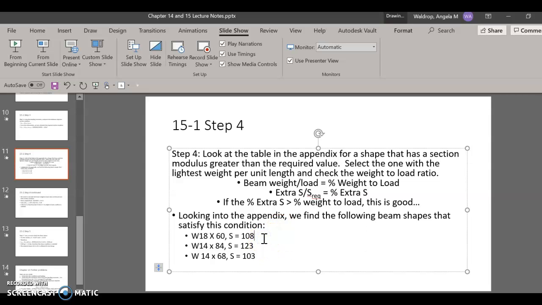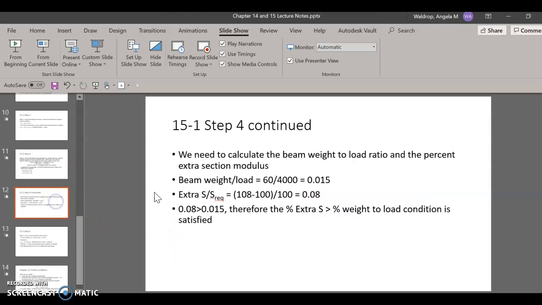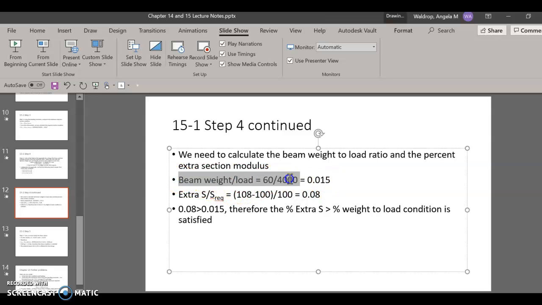But what we need to do is some checks to make sure that we are okay. And one of the checks that we have to do here is right here in this highlighted section. The beam weight to load, making sure that we have enough extra section modulus. And if we compare those two and we get this relationship, then we know we're good to go. So continuing on, if we look up the values in our appendix, and then we go ahead and calculate these out, we can get these values here, okay? And we see that the 0.08 is bigger than the 0.015. Since that is the case, then we know that that condition is satisfied.